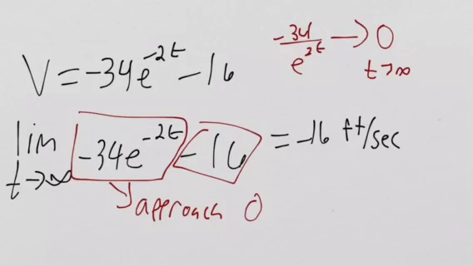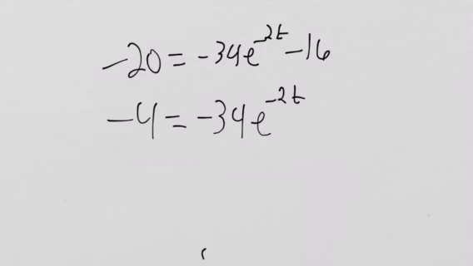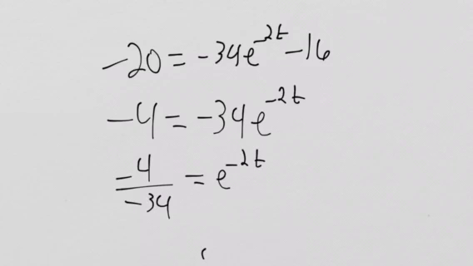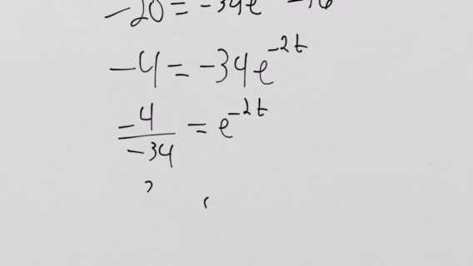Okay, so last step was to figure out when our speed equals 20 feet per second. So we're going down at 20 feet per second, so it's -20. And so we're just going to solve for t here. So we add 16 to both sides. We get -4 equals -34 e to the -2t. All right, so we should divide by -34 on both sides. We get -4 over -34 equals e to the -2t. Okay, let's just go ahead and simplify that to positive 2 over 17.